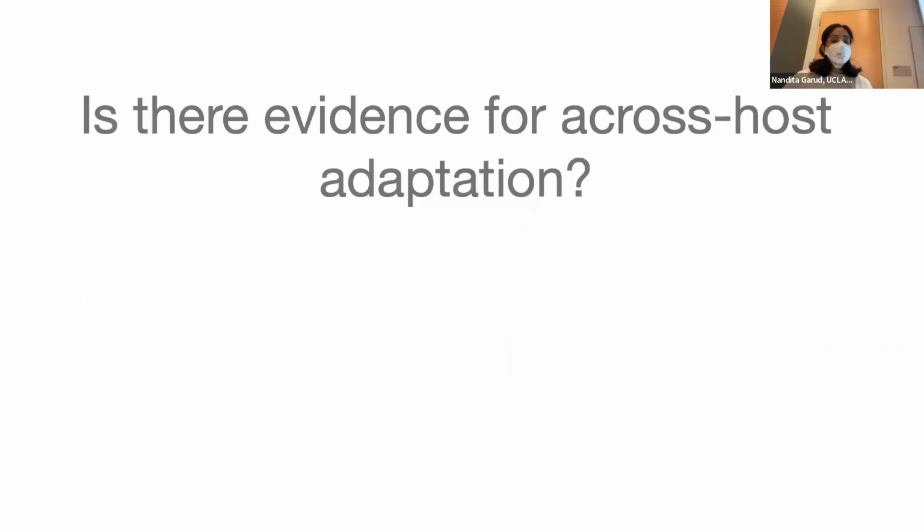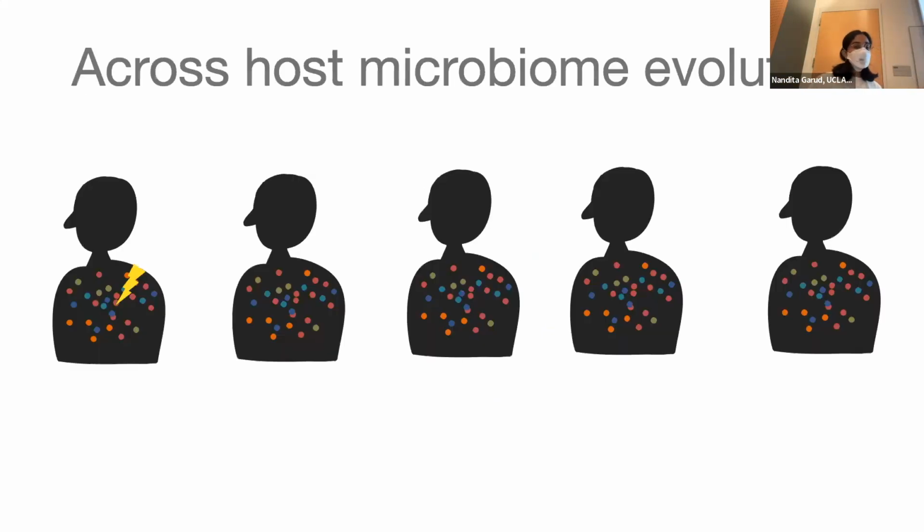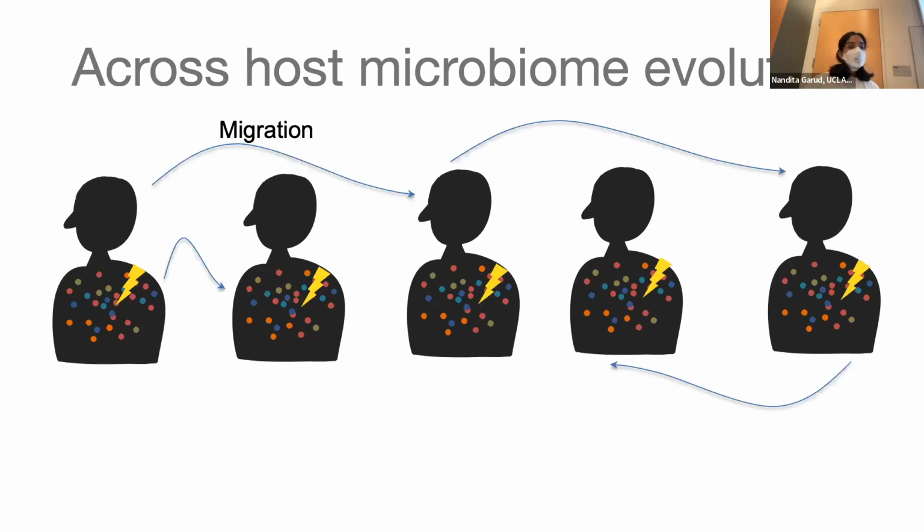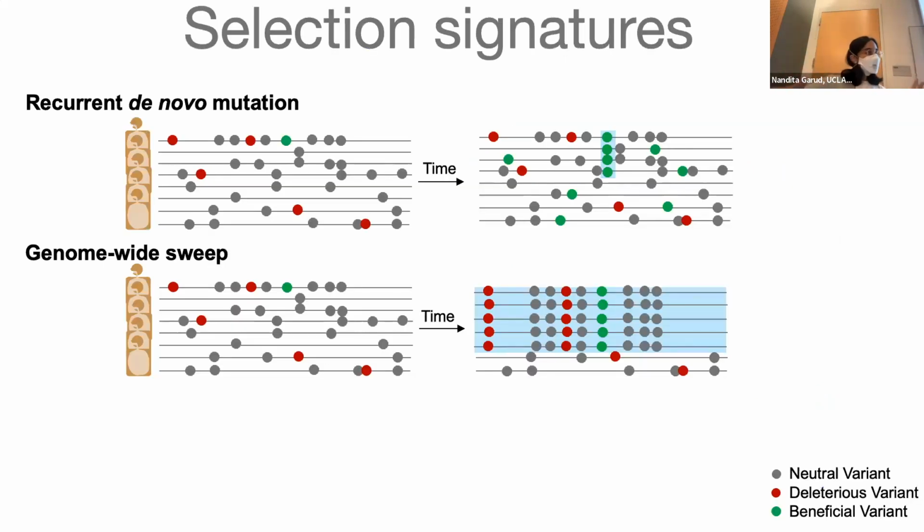That's TBD. So is there evidence for cross-host adaptation? Well, maybe it's happening via a different mechanism, and it's not recurrent de novo mutations, but rather there's migration. My bacteria has evolved the mutation to digest the burger, and it then migrates to all of you. So then what kind of genomic signature should we expect from that? Ideally, in this kind of scenario, we'd see the same genomic backbone in everybody. Everybody would have the same exact strain of B. vulgaris or E. coli.